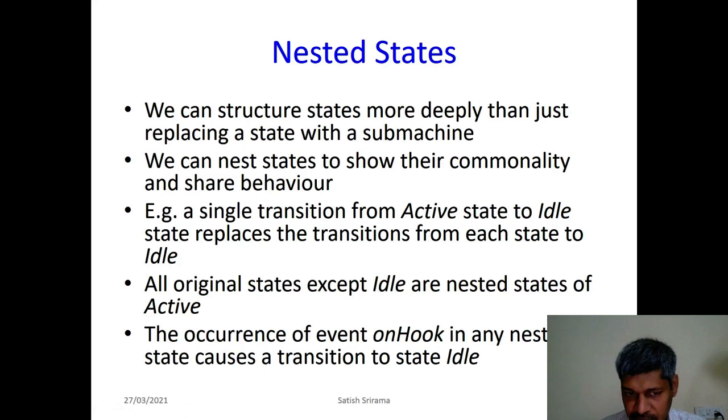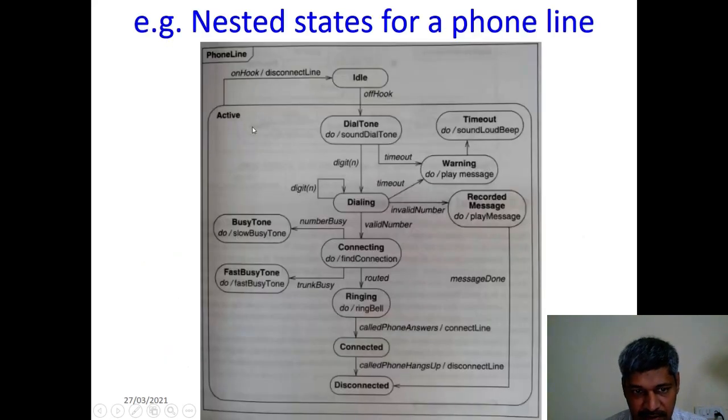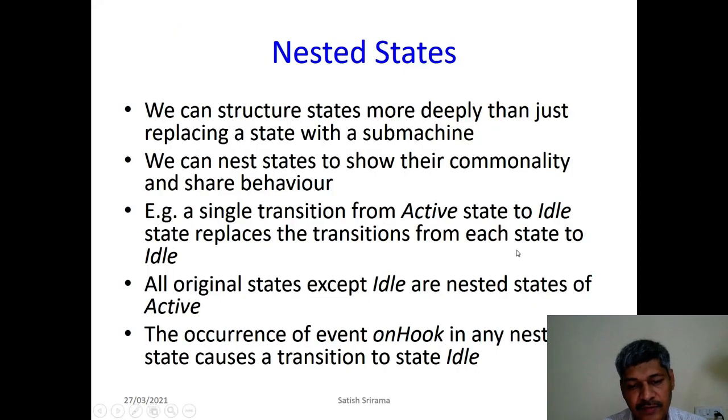Going through the same example, just describing it again: a single transition from the active state to the idle state replaces the transition from each state to idle. I have already explained that. All original states except idle are nested states of active. So basically, all other states are nested states of active. The occurrence of the event on hook in any nested state causes a transition to state idle.